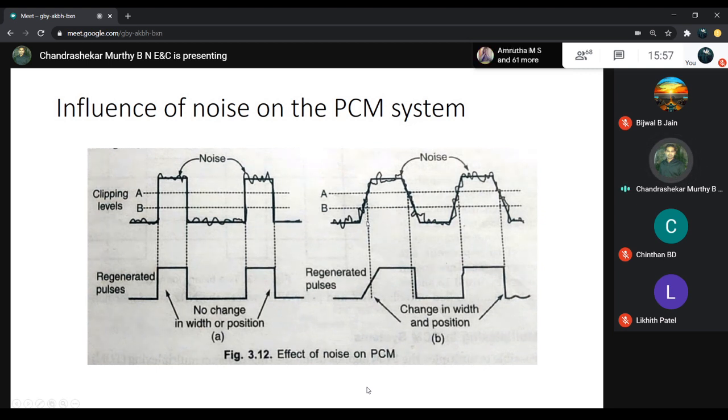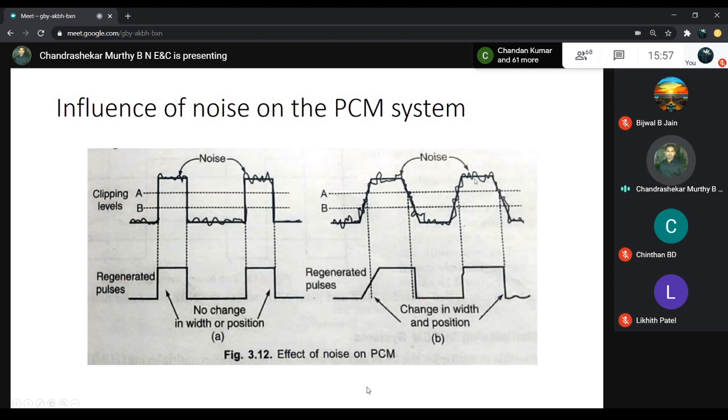One more example here. The noise affects both the width and the position. If you see here, the position is varied, and the width is also varied. The width of this pulse is also varied in this example. So in this case, pulse code modulation is not affected.